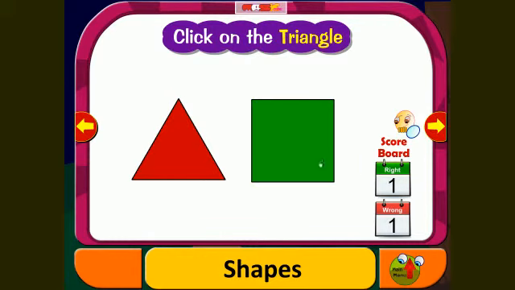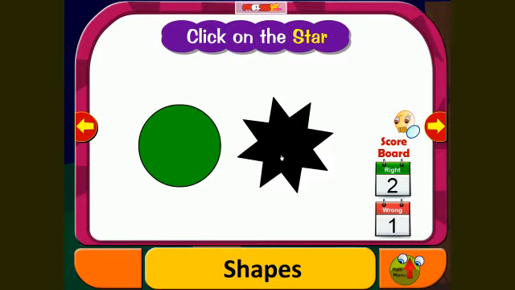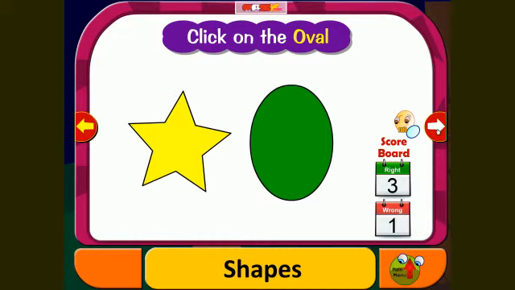Click on the triangle. Fantastic! It is a triangle. Click on the star. Wonderful! It is a star. Click on the oval.